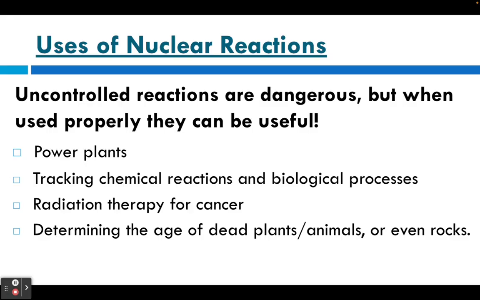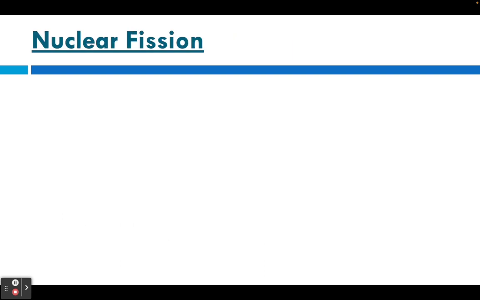You can use carbon-14. Carbon-14 is a radioactive carbon isotope, and you can use that to date the age of organic substances that have died or have been used, like paper. And then you have uranium. You can date rocks with uranium radioactive isotopes.